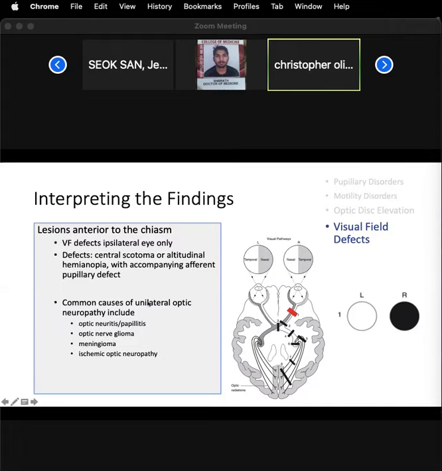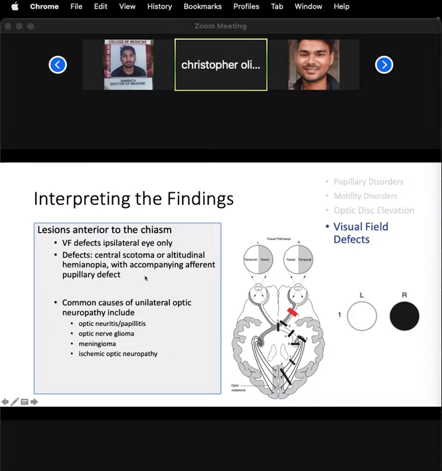So for lesions anterior to the chiasm, only the ipsilateral eye has a visual field defect. The defect can be a central scotoma or altitudinal hemianopia, with an accompanying afferent pupillary defect. So the most common causes of unilateral optic neuropathy are optic neuritis, papillitis, ocular glioma, meningioma, and ischemic optic neuropathy.